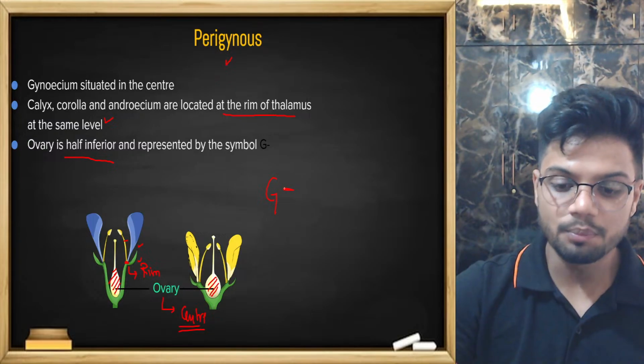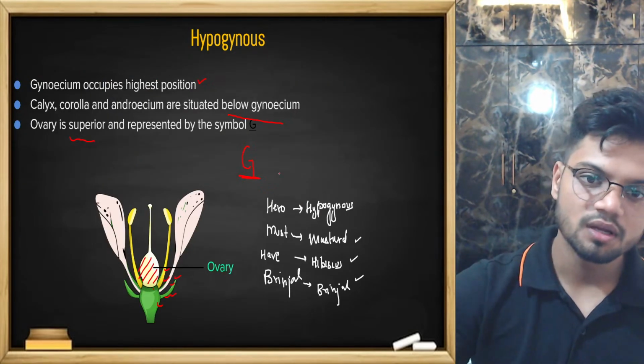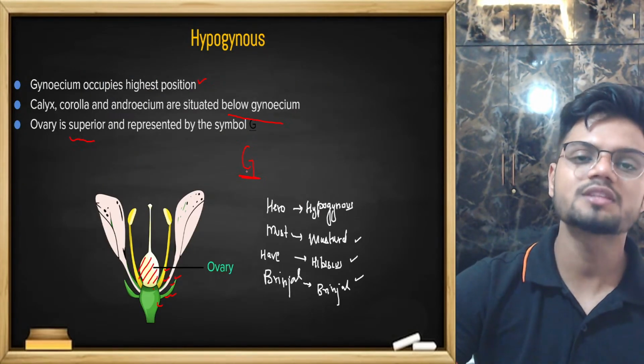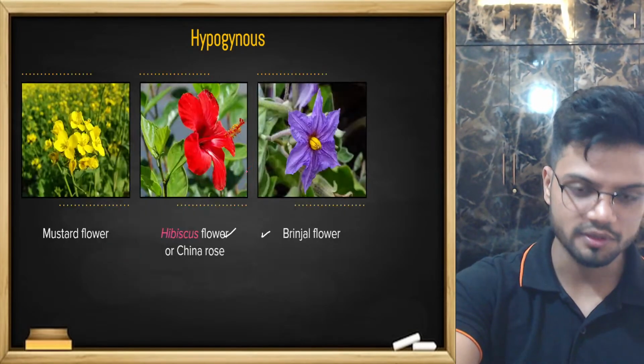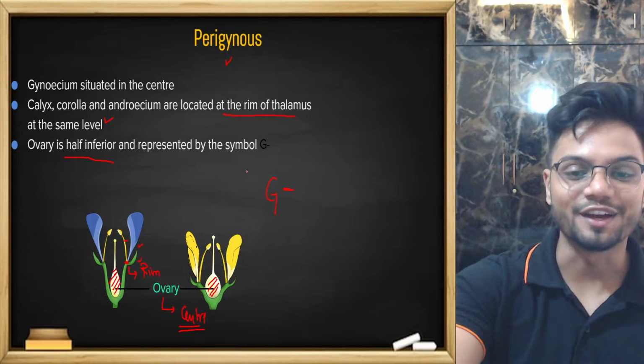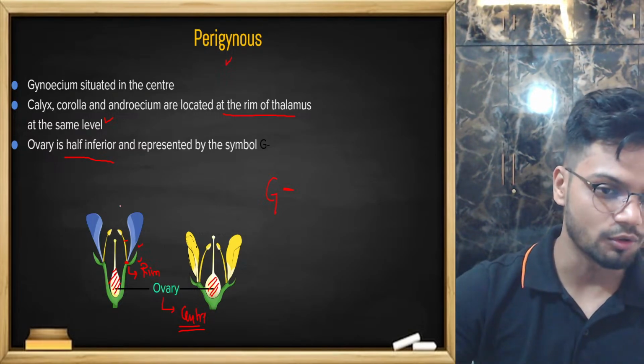So, same level. Previously, how was it? Previously, the gynoecium was on the top and everything else was below it. This is perigynous condition. Now, again, you have a small trick here also, students.